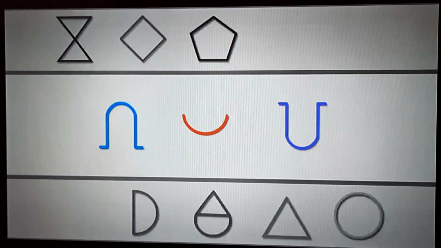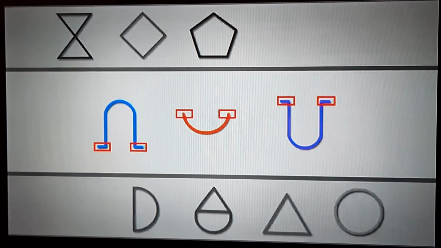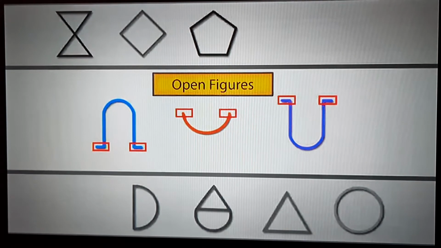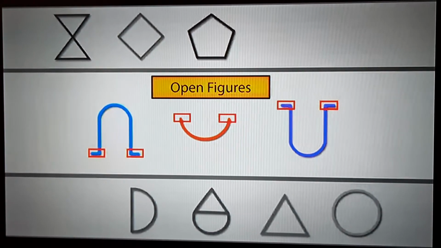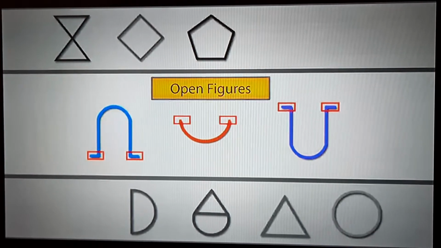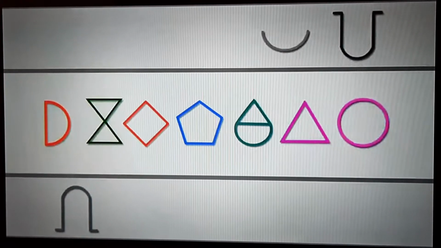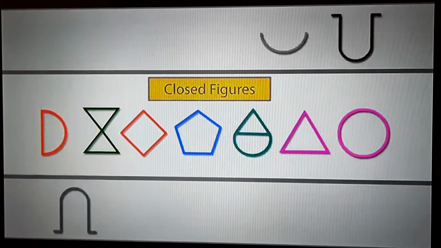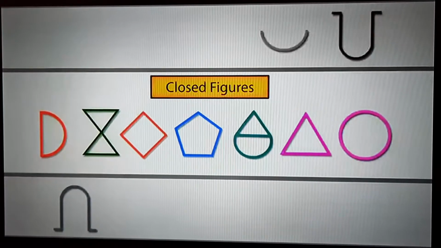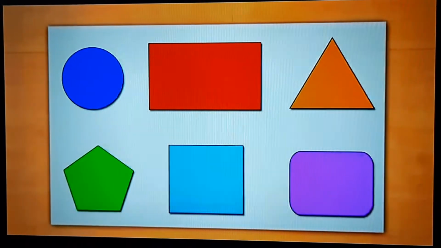Now observe these figures. They have open ends, that is, their ends are not connected. Such figures are called open figures. These figures do not start and end at the same point. On the other hand, these figures start and end at the same point, so they are called closed figures. These are some examples of closed figures.